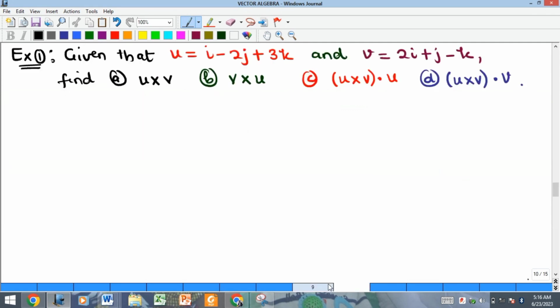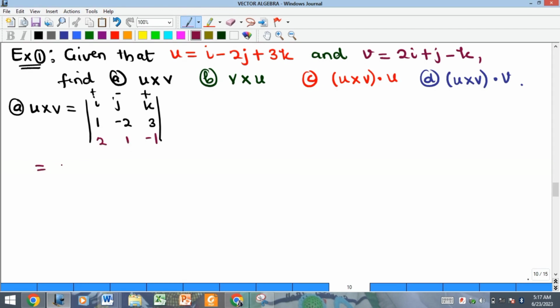Now let's take some examples. Now this example says that we are given that u is i minus 2j plus 3k, and v is equal to that, and we are asked to find these particular values. That's u cross v, v cross u, and all of that. So we begin with the first one. So our u cross v, like I said, and this is positive, negative, positive. So I am going to have the components of my ijk. So the component here is 1.